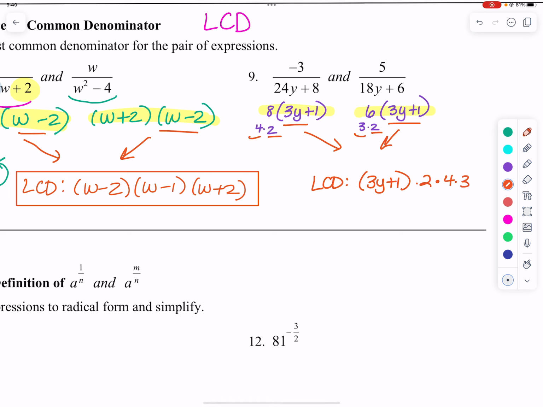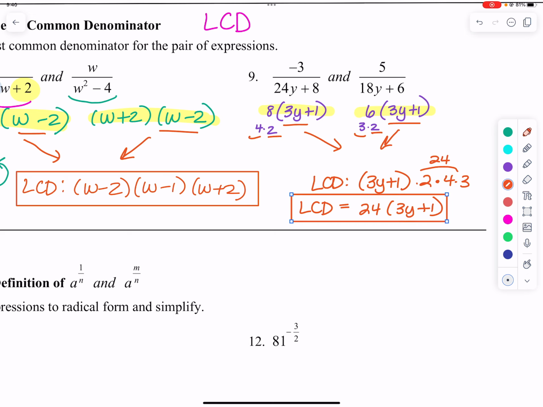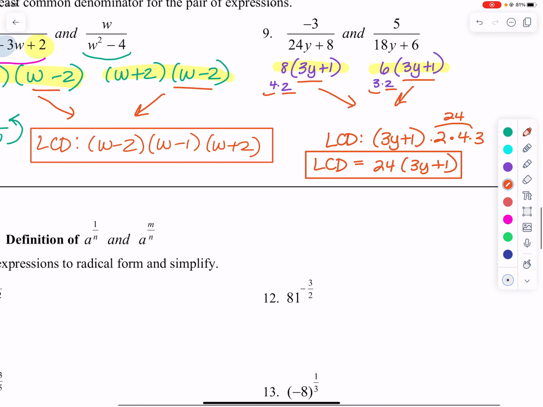So now what we have in common is 2 times 4 times 3 is 24, so we have 24 times 3y plus 1. And that is our LCD. So again, if they have a common factor, we only write it down once in the LCD.